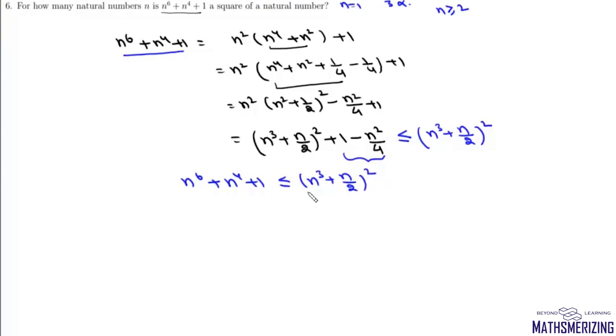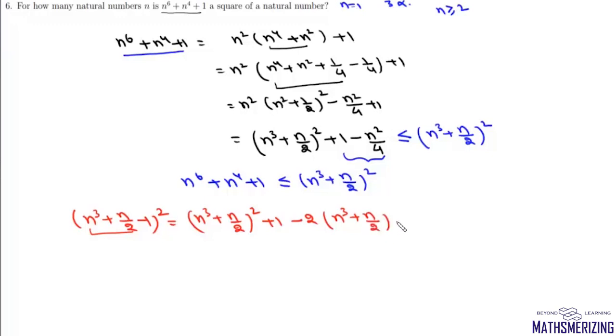Now in this question, what we'll also do is find this expression, n cube plus n by 2 minus 1 whole square. So we'll square it, taking n cube plus n by 2 as a and minus 1 as b. Then we can write this as n cube plus n by 2 whole square plus 1, and then minus 2 times n cube plus n by 2.